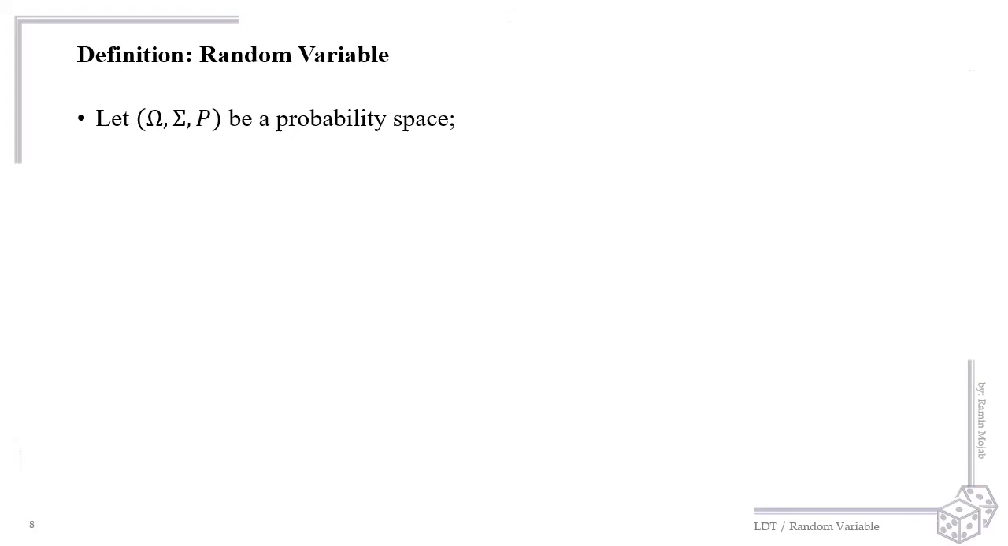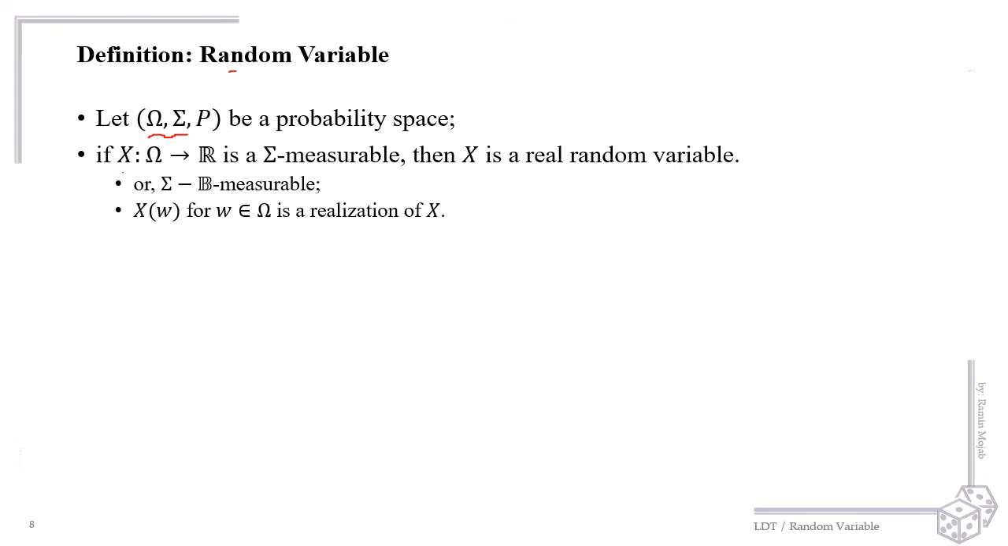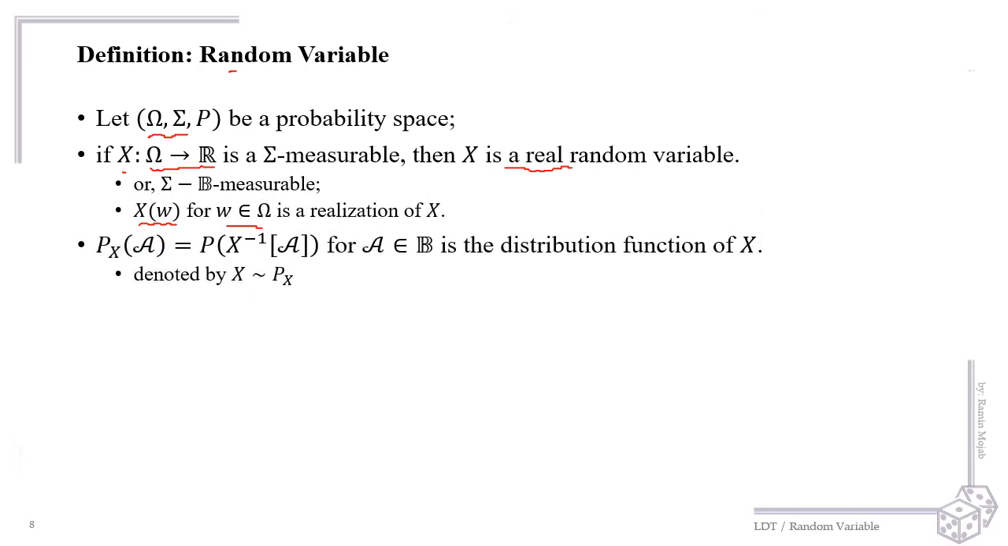Now we can define the concept of a random variable. Let this ordered triple be a probability space. If this function X from omega to R is a sigma measurable function, then X is a real random variable. And X of w, in which w is an elementary outcome, is a realization of X. And we can also define the distribution function P sub X of A is P of the inverse image of A under X, in which A is an interval, a member of the Borel sigma algebra. This is known as the distribution function of X.